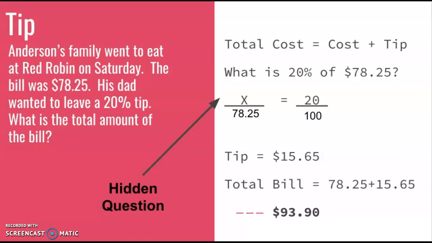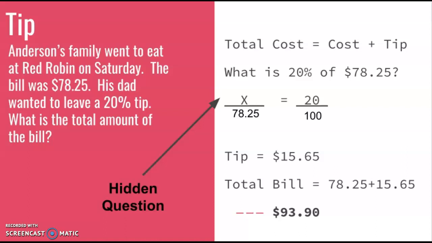So let's look at an example of this. Anderson's family went to eat at Red Robin on Saturday. The bill was $78.25. Let's say that's the bill after tax. So maybe the meal was $75 before tax. His dad wanted to leave a 20% tip. So what is the total amount of the bill?